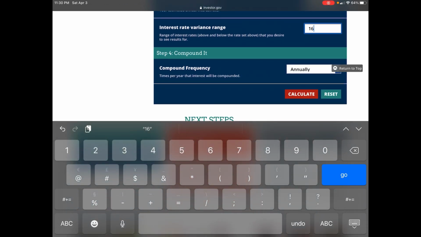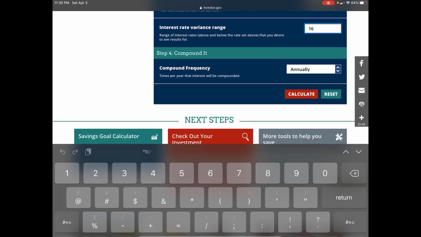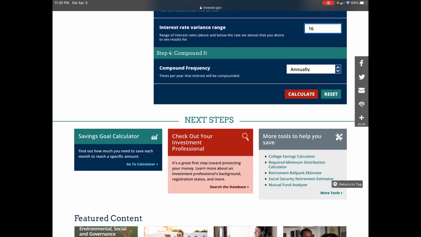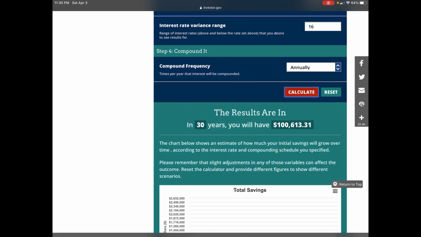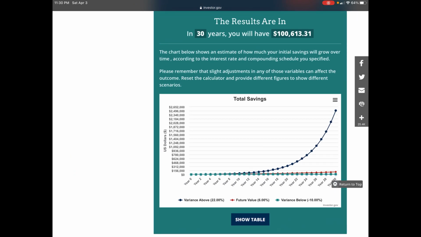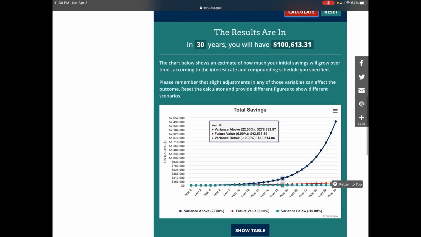And then the compound frequency of your investment, let's say annually. Let's see how much your money will grow annually. All right, so let's calculate this and see the result. All right, boom, look at this. This is the result. In 30 years, you will have $1,613,000.31.